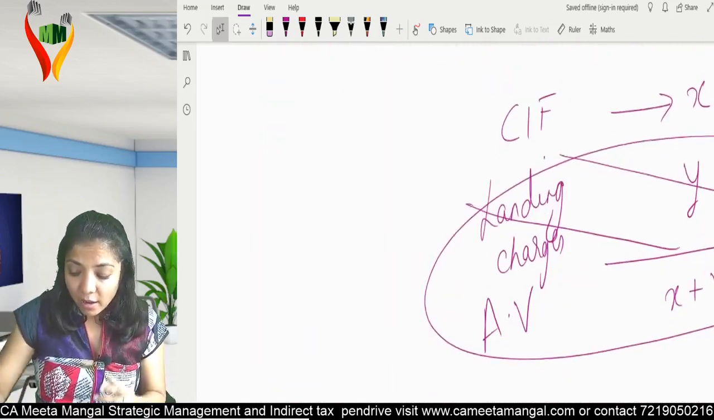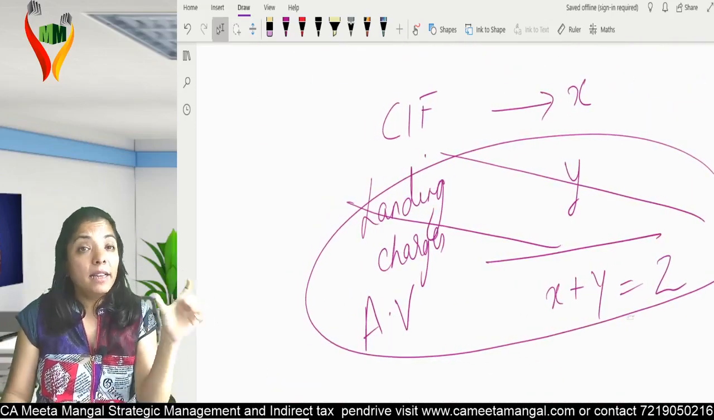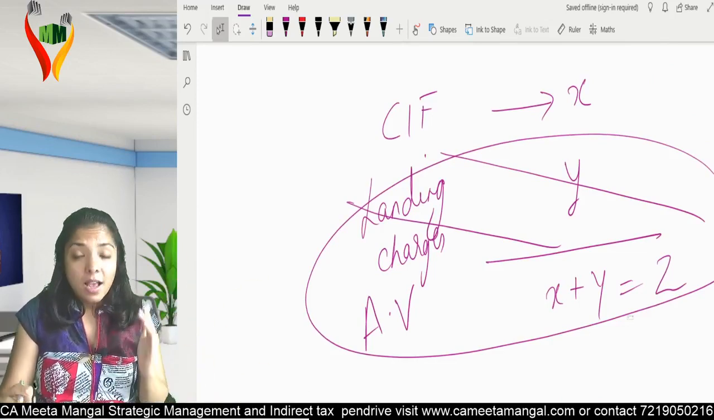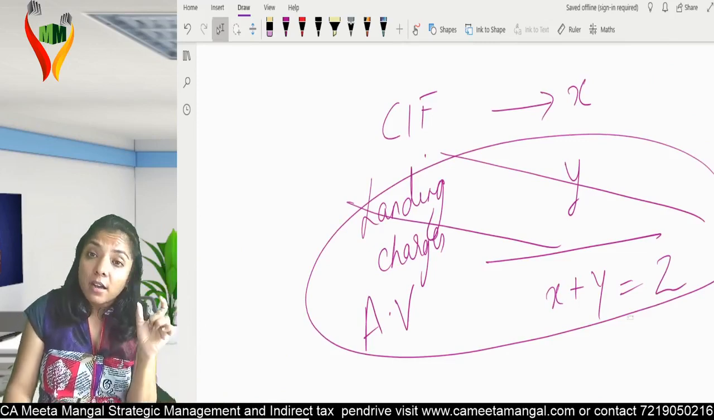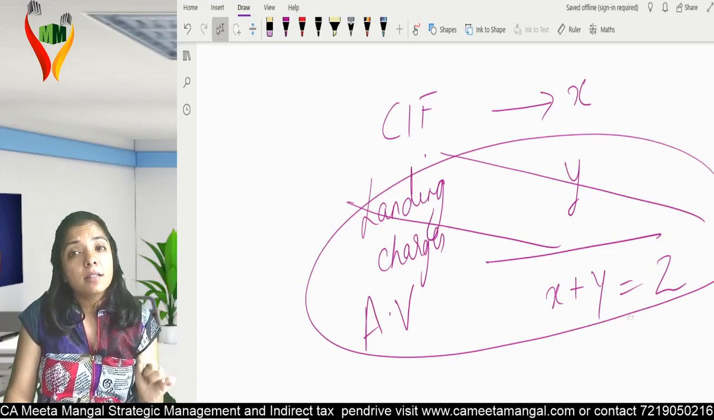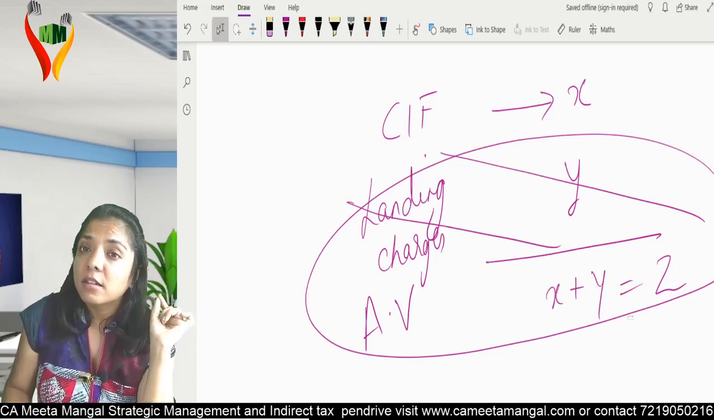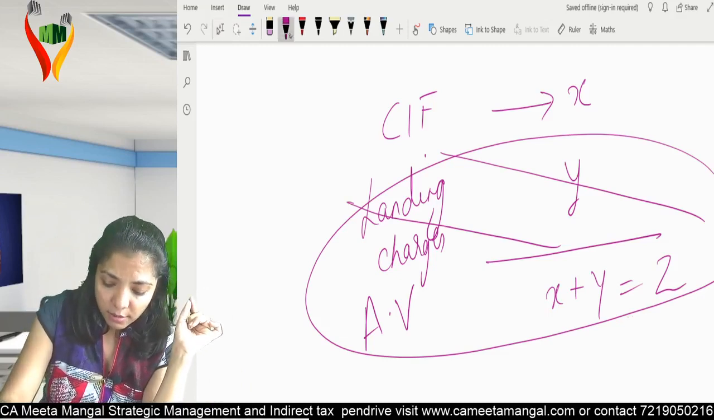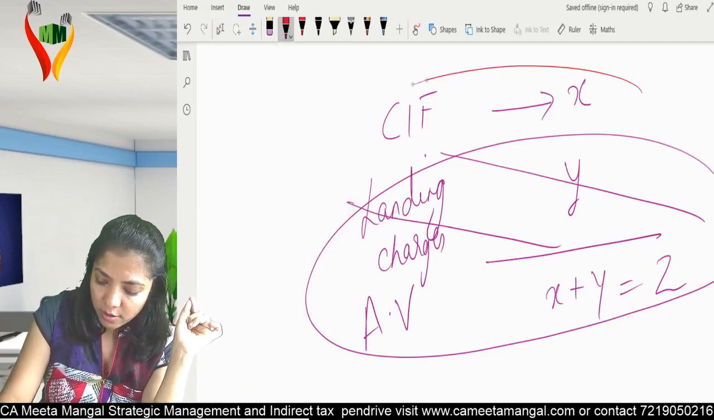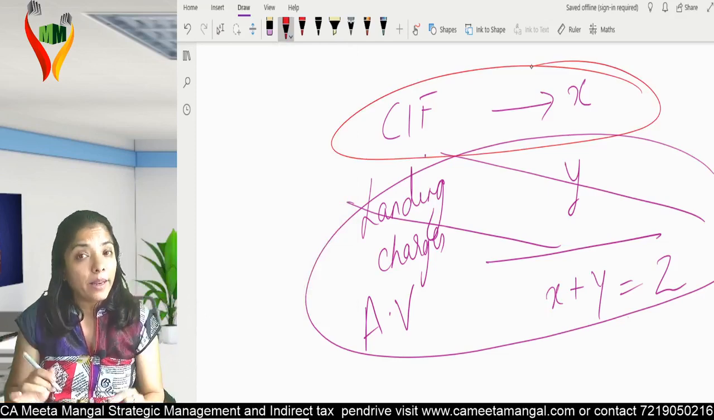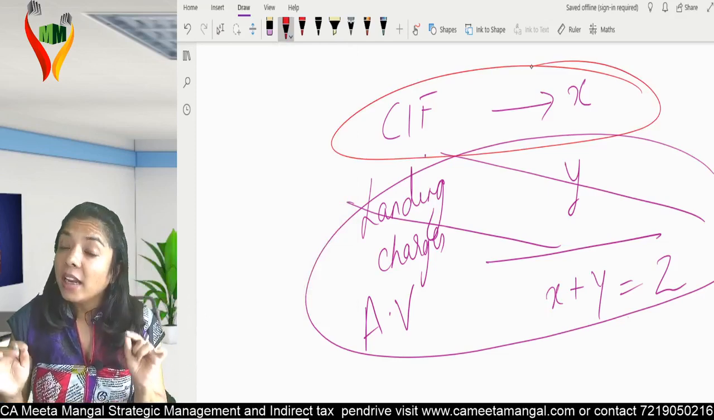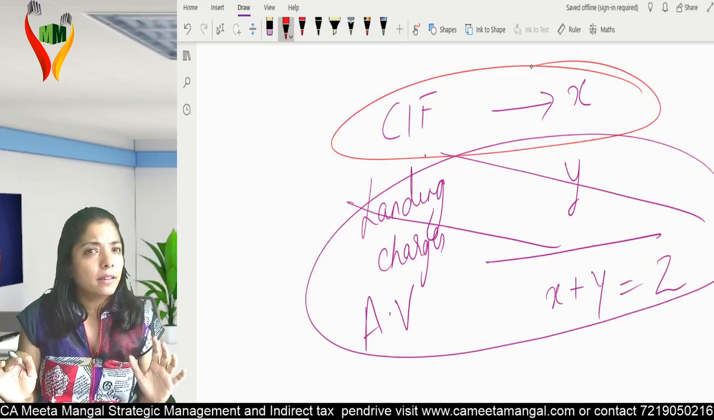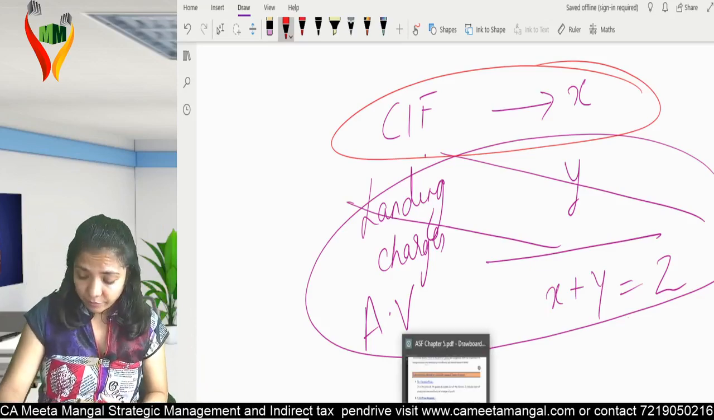Earlier it was CIF, and on that CIF we used to add landing charges, and after adding landing charges we used to get the assessable value, and on that assessable value we were paying custom duty. But this is not the scenario now. You will be paying custom duty directly on which value? On CIF value. Am I very clear? Any problem till here? Now let's go ahead.